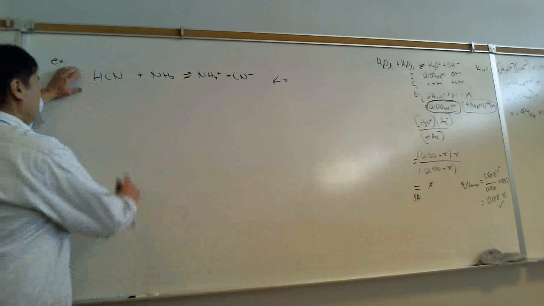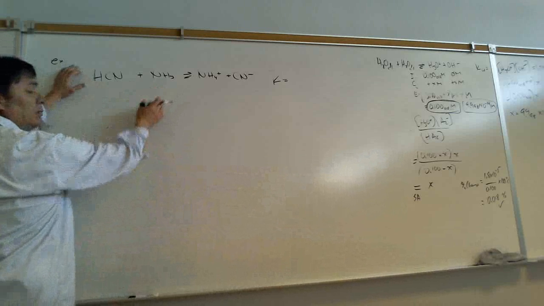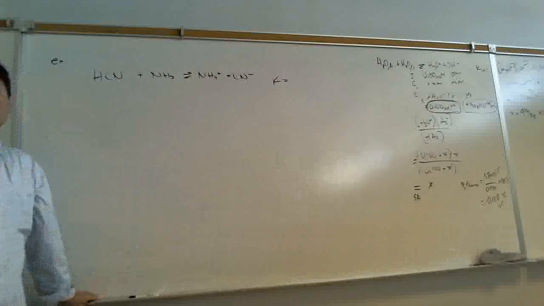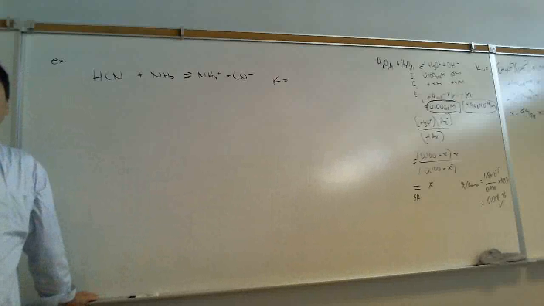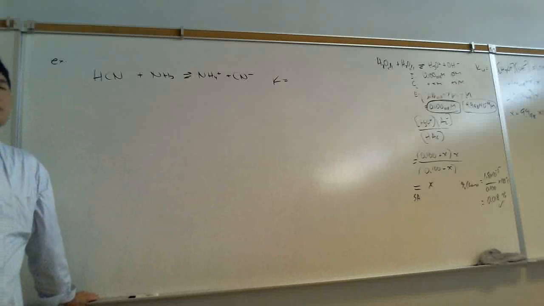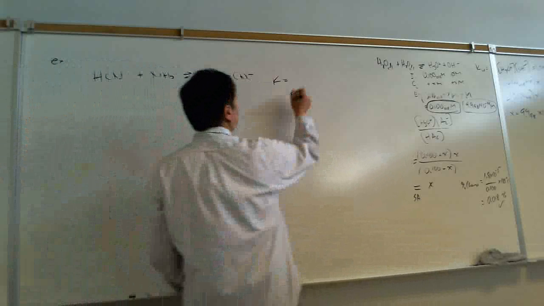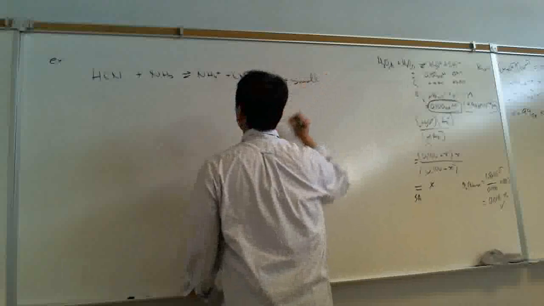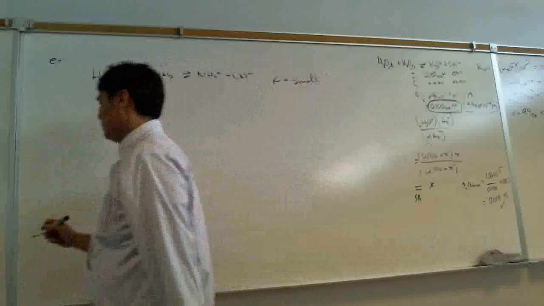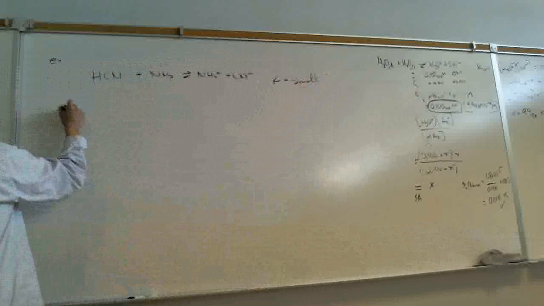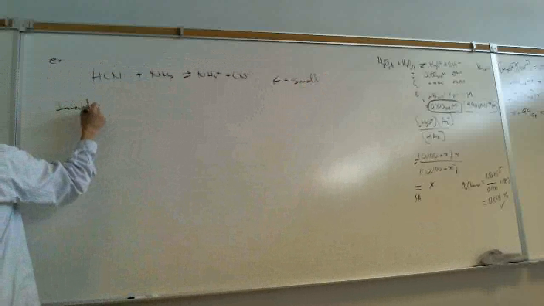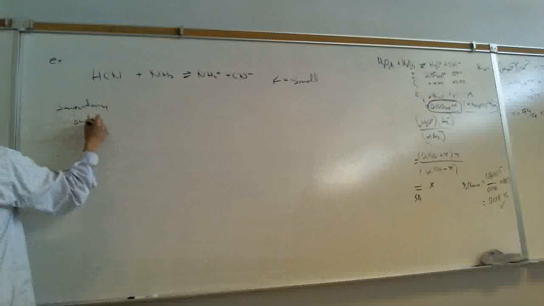Well, what we have is a weak acid and a weak base. Yeah, it's going to be small. Only when we have a strong species will it be big. And so K is going to be small. So what do we do about the inventory and or pH?